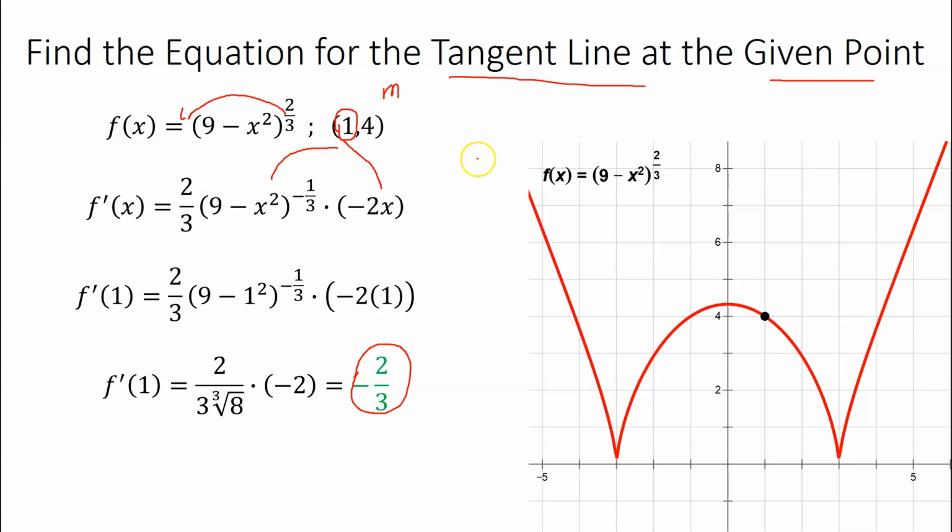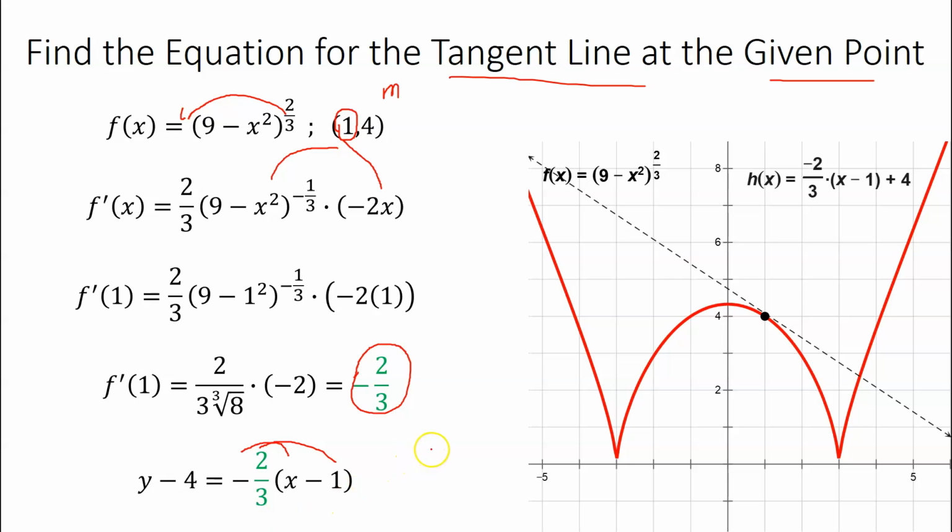And then we're going to do y minus y1 equals the slope times x minus x1. And if you want to simplify that, distribute your negative 2/3 and add your 4 to the other side to get it in y equals mx plus b. And when I do that, there's my y equals mx plus b version of it. And you can see there's my tangent line at that point.